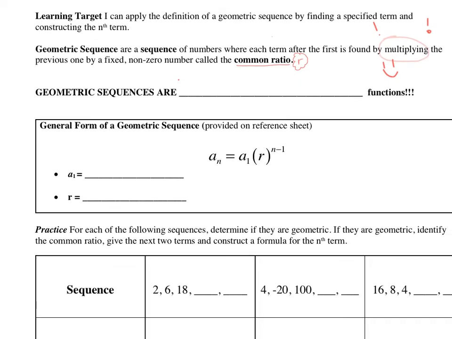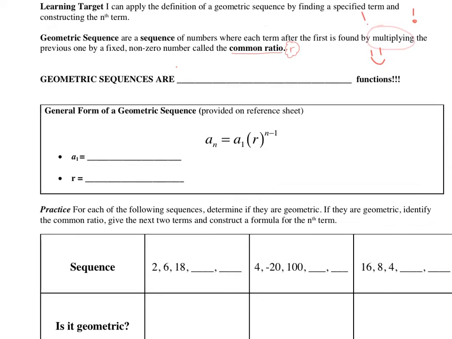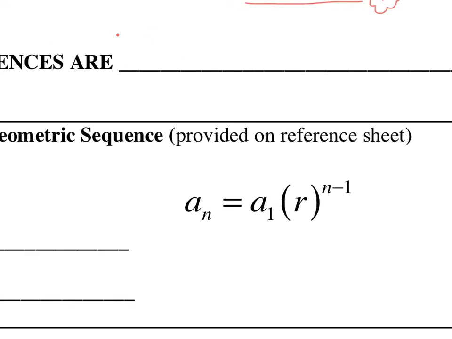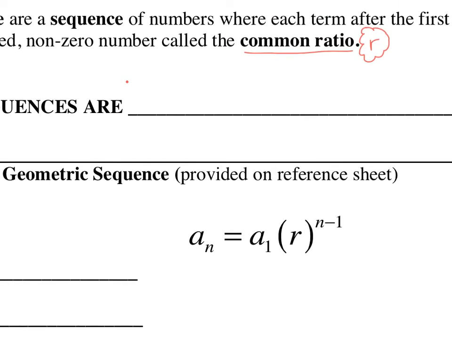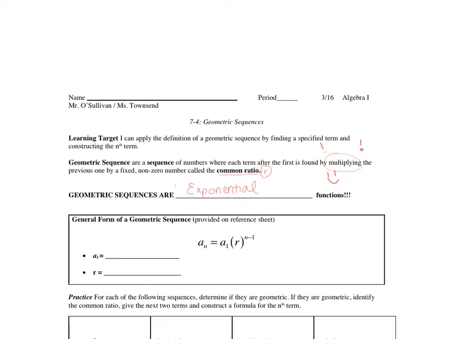You're going to notice, just like last week, that geometric sequences are similar to arithmetic sequences, except geometric sequences aren't just special functions, they are exponential functions. We just did a whole unit on exponentials, because that is what a geometric sequence is. They are exponential functions, which means that they grow very, very big and they grow very, very small very, very quickly.